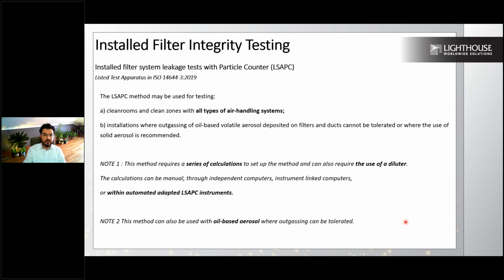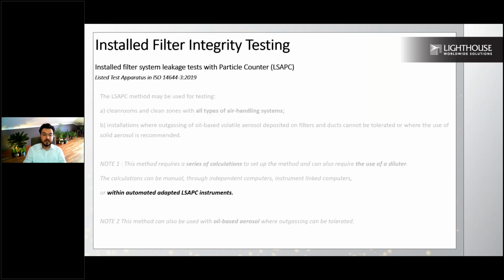Note to this entry in the standard itself, this method requires a series of calculations. This is the downside to set up the method, and it can also require the use of a diluter. The calculations can be manual, through independent computers, instrument link computers, or any technologies within automated adapted laser scattered airborne particle counter instruments. There is an entry again: this method can also be used with oil-based aerosol where outgassing can be tolerated.